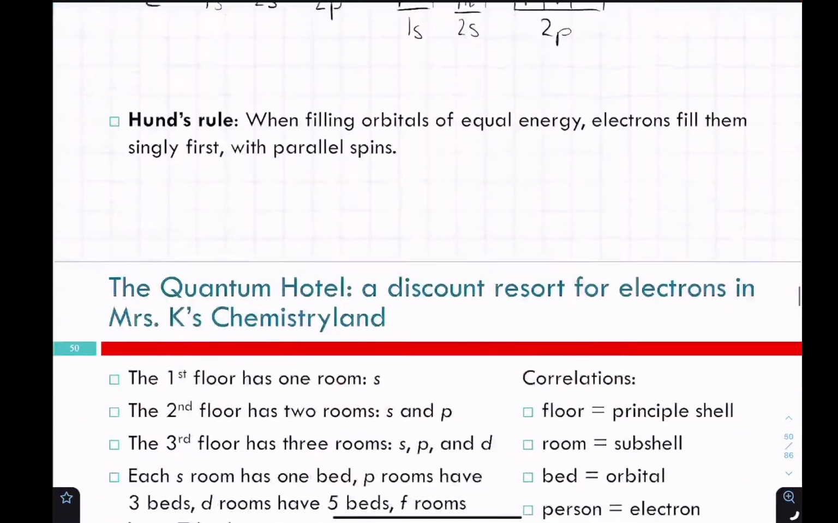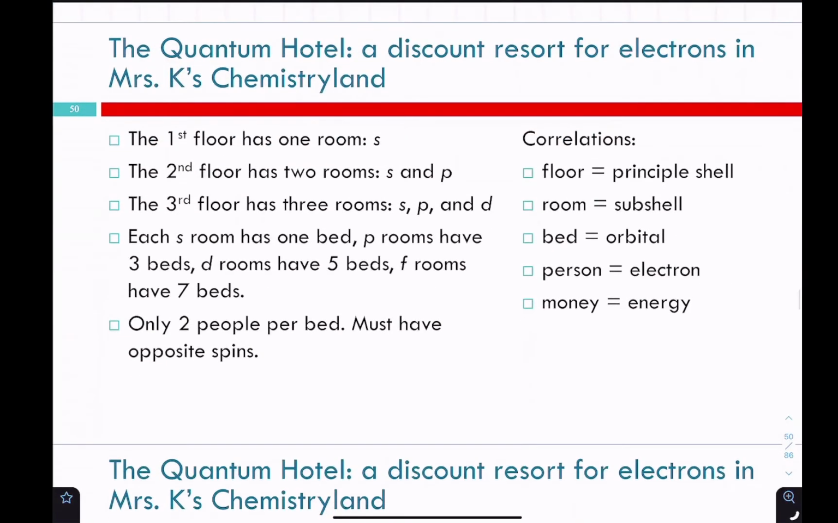So an analogy for this is the Quantum Hotel, a discount resort for electrons, and Mrs. K's chemistry land. This is not my wife, Mrs. K. This is my mom. She also teaches chemistry, and she gave me her slides when I started, which was a lifesaver. But I really like this analogy.